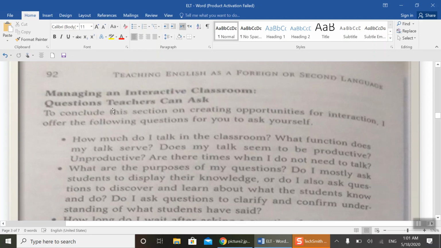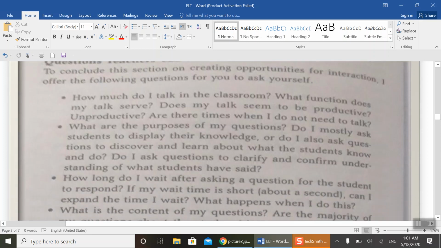To conclude this section: managing an interactive classroom, questions teachers can ask. To conclude this section on creating opportunities for interaction, I offer the following questions for you to ask yourself.